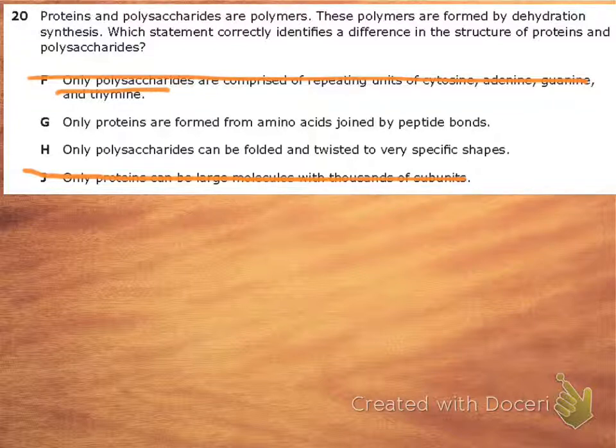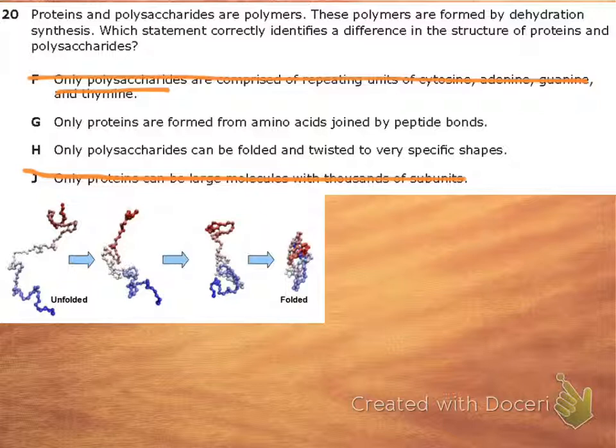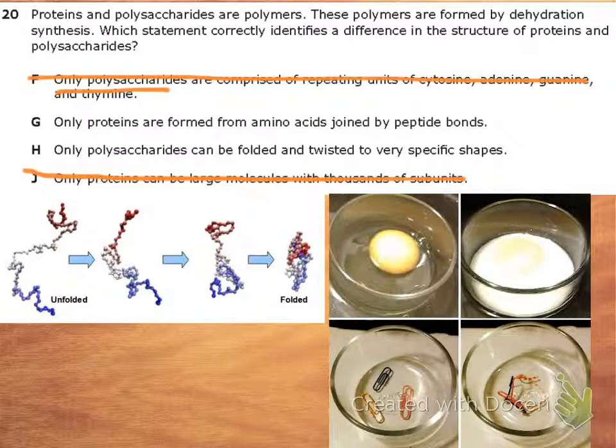All right, let's jump down to H. H says, only polysaccharides can be folded and twisted to very specific shapes. Well, this is interesting. Proteins actually can be folded and twisted, and oftentimes that changes their function, what they actually do. This is a picture of a protein unfolded and being folded. Sometimes when you cook certain proteins, it folds or unfolds them by breaking bonds. When you cook an egg, you unfold the protein, making it look a lot different. The clear part turns white, and the yolk gets solid from liquid.